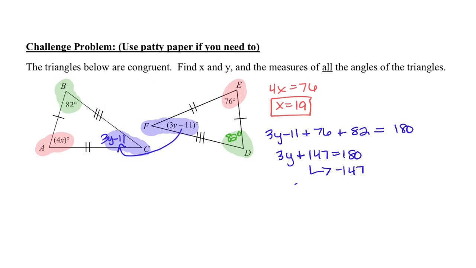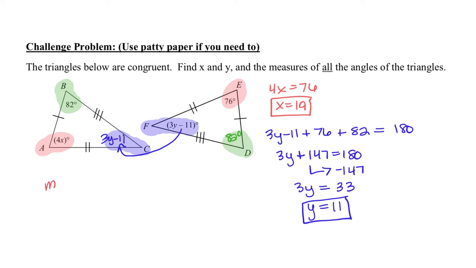Then subtract the 147 from each side, and you'll get 33. So 180 minus 147 is 33. Divide by 3, y is equal to 11. The last part of the problem was to find all of the angle measures for the triangle. So let's take a look at that.